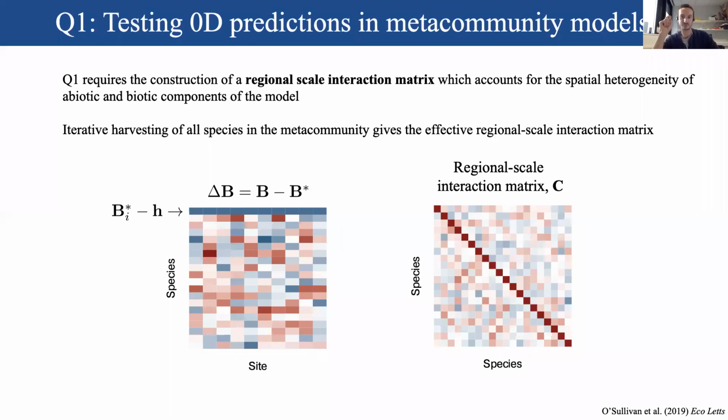Now, in order to test the zero-dimensional predictions, we ultimately need an S by S interaction matrix, which is essentially a zero-dimensional approximation to the spatially explicit metacommunity. We need an interaction matrix that accounts for the intrinsic spatial structure of the metacommunity. And we acquire this regional scale interaction matrix using a computational harvesting experiment. Each species in turn is weakly perturbed away from its equilibrium, and then we record and sum the impact on all other species that results. In this graphic, I'm just representing the difference between the harvested equilibrium and the non-harvested equilibrium, which we then use to define the regional scale interaction matrix C. For more details on this method, please see the material that we have published on this already.